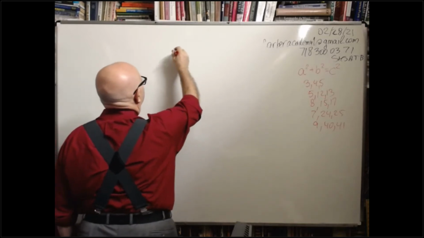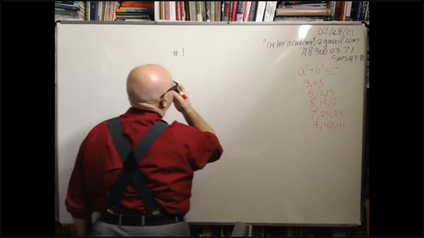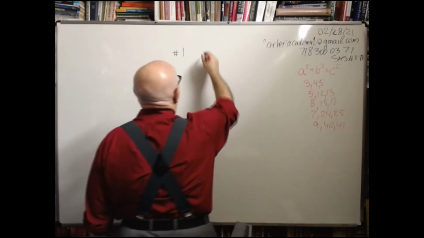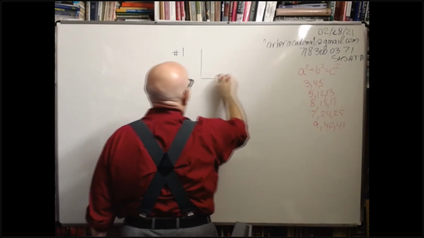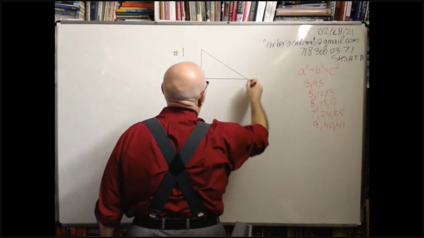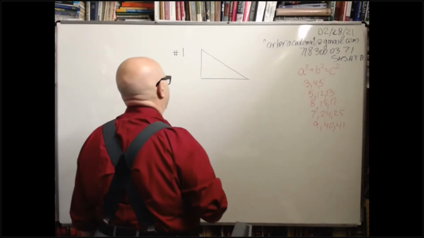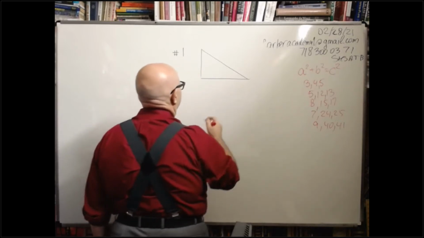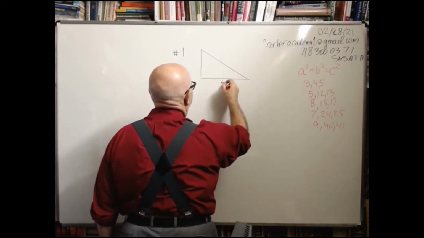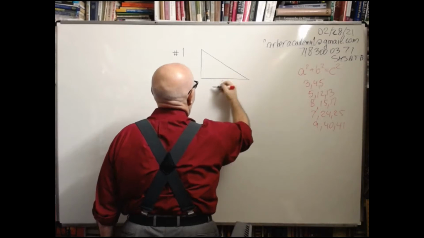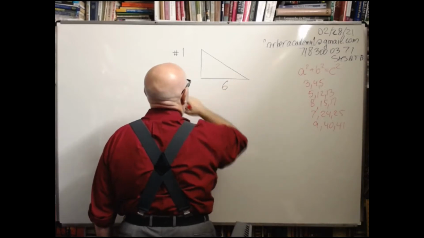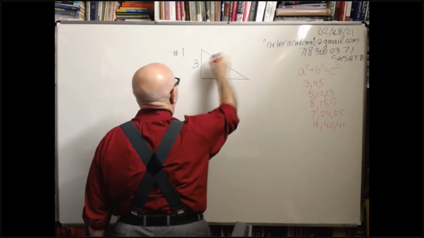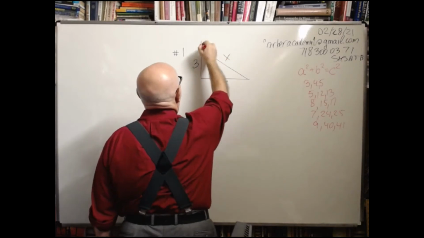Example number one. We have a triangle with small numbers at the beginning. Let's say this equals 5, this equals 6, this equals 3. Find this side, triangle ABC.